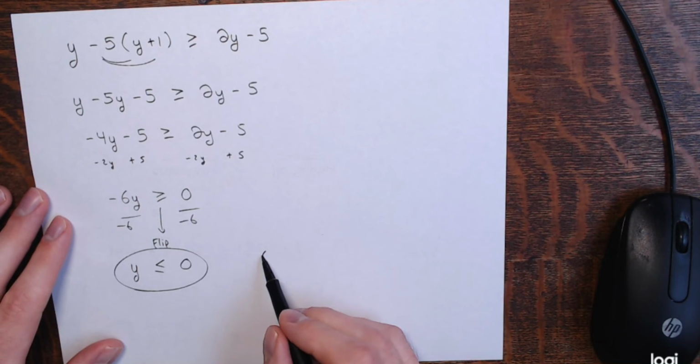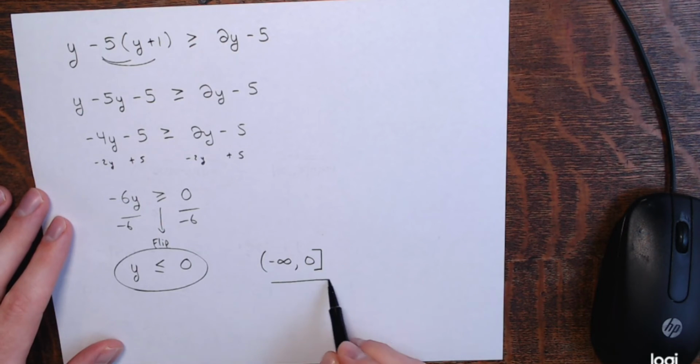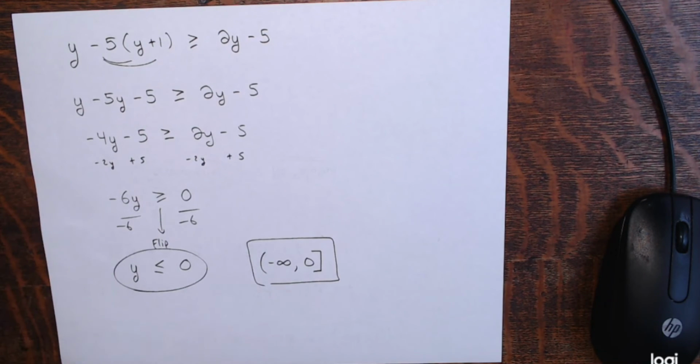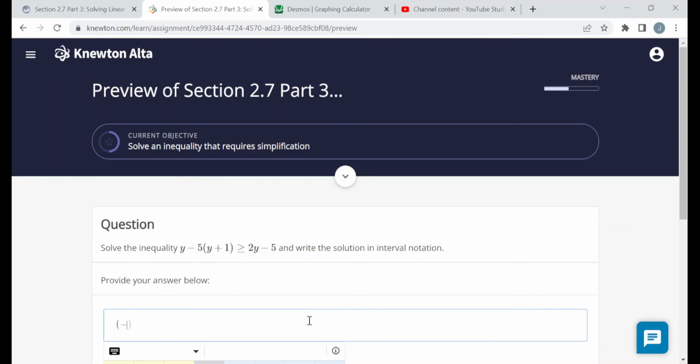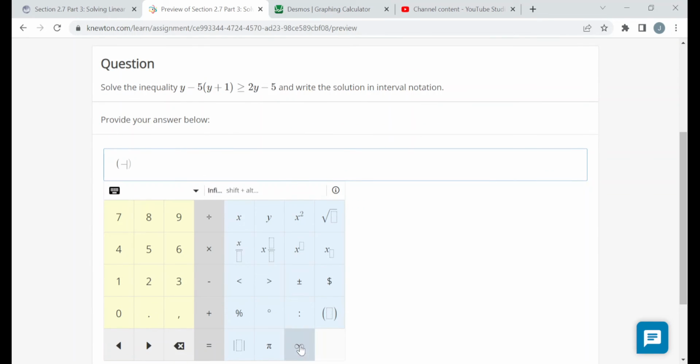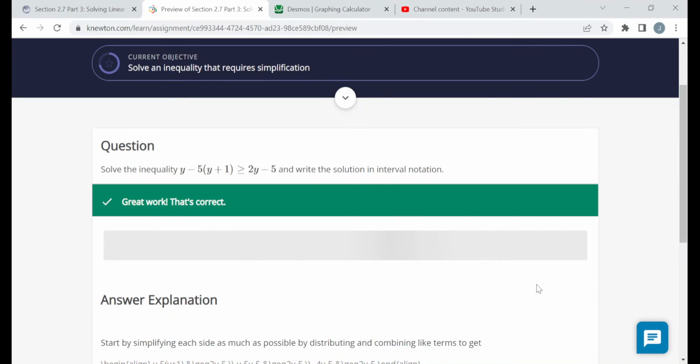So in interval notation, that would be everything from negative infinity to 0, including 0. There's your interval notation for that set. So everything from negative infinity, comma, up to 0, and then a bracket on 0. Right? 0 is a solution to this inequality. Wonderful.